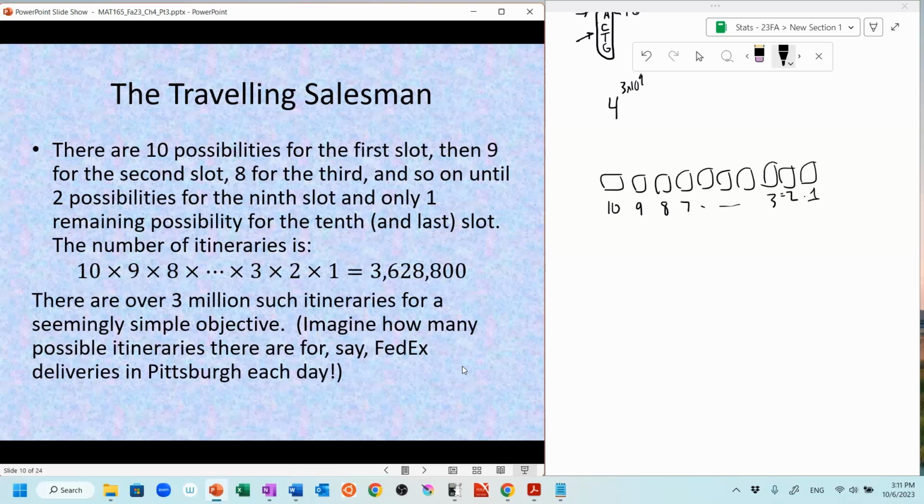But this number grows incredibly fast. If we had 11 cities, then it would be 11 times this amount. So we'd be up to 33 or maybe 40 or so million, something like that. This number grows very, very fast. Imagine something like FedEx, who has to figure out how to deliver, say 10,000 packages or maybe even more than that, to folks in Pittsburgh every day. There's an enormous number of different possible itineraries for something like that. They're going to have to use a lot of heuristics and a lot of good computer science and logistics to figure out good routing for all of those packages.